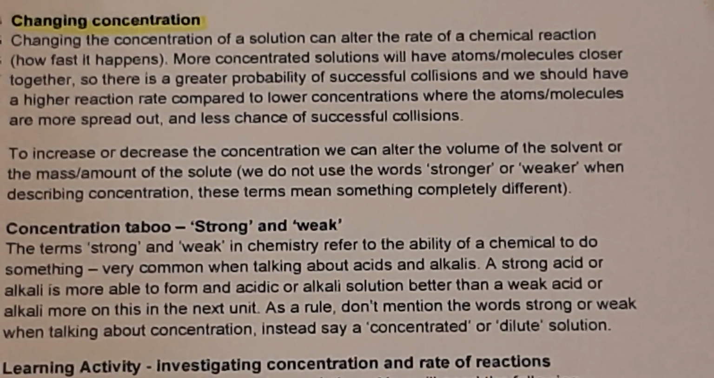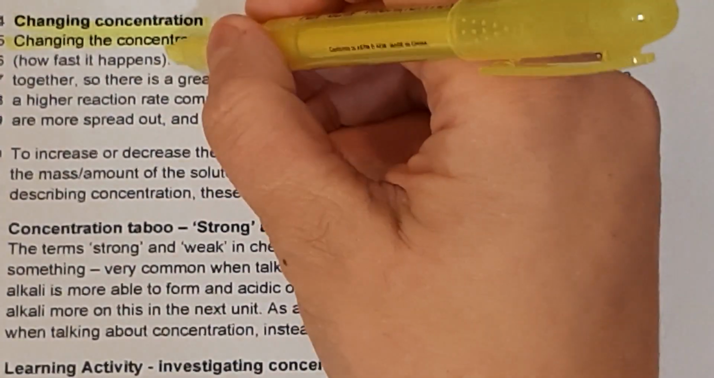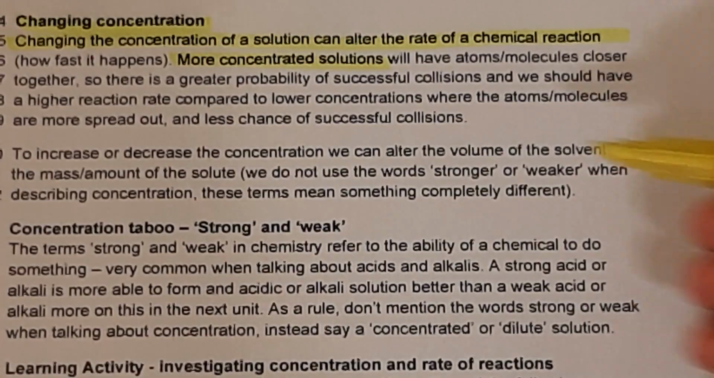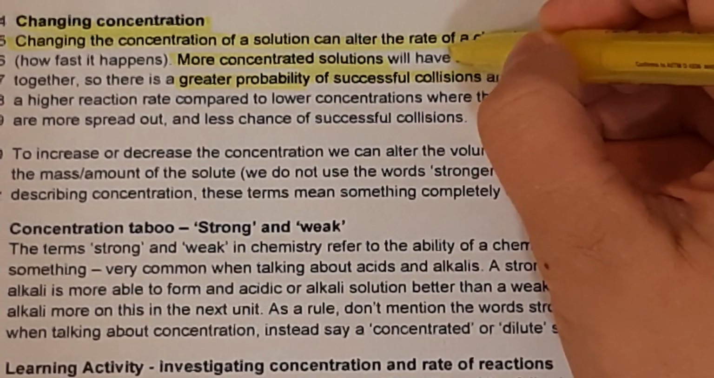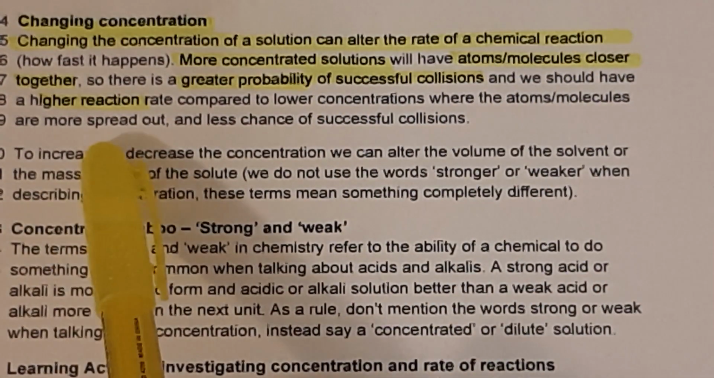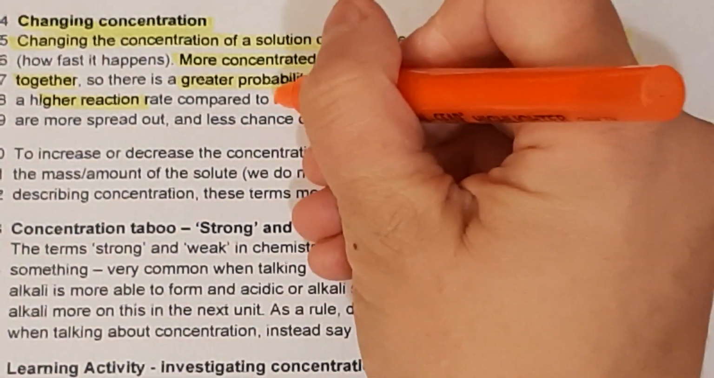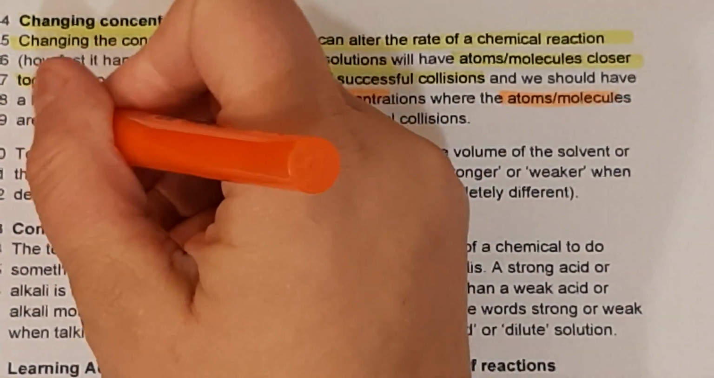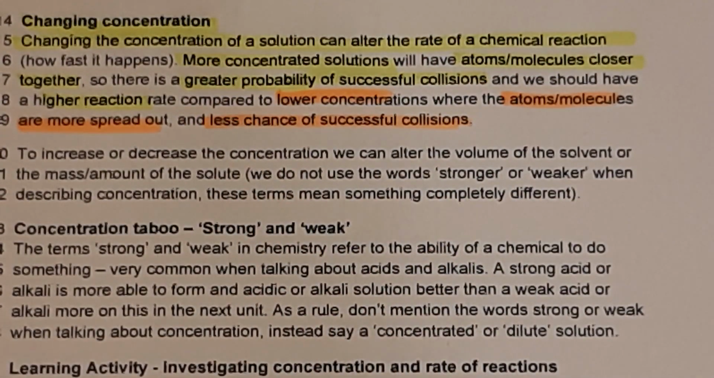So let's summarise that. So first of all, change in concentration can alter the rate of chemical reaction. More concentrated solutions will have greater probability of successful collisions because their atoms or molecules are closer together, and so that means we have a higher reaction rate. However, at low concentrations, their atoms are more spread out and we have a lower chance of successful collisions. Okay, so we'll use a different colour. So for lower concentrations, the atoms and molecules are more spread out and there is a lower chance of successful collisions, which leads us to a lower reaction rate.